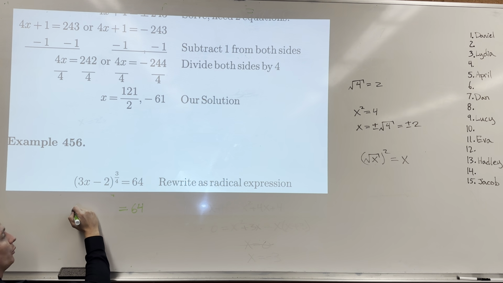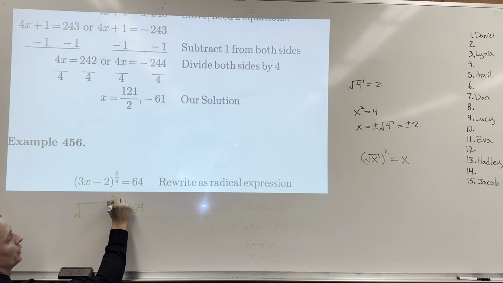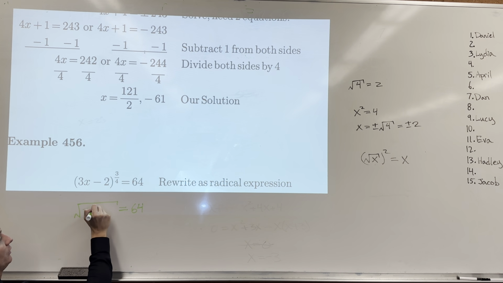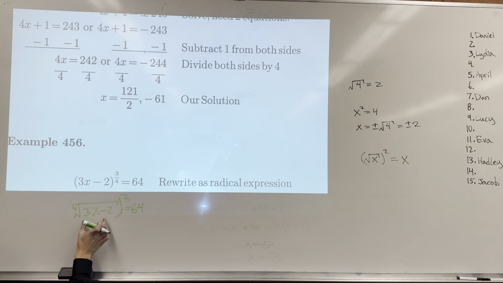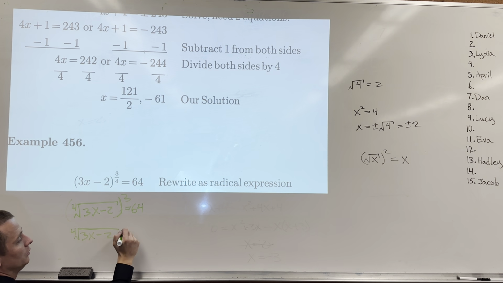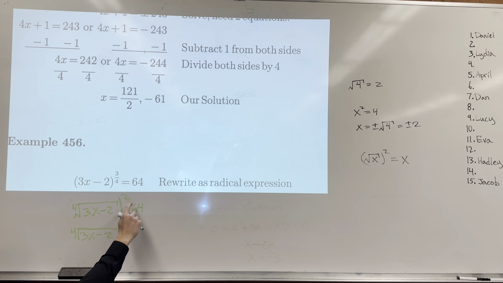Alright, I want to do the 4th root and then cube it. Doesn't matter which order we do these, but it's going to make the algebra easier. So 3x minus 2, we're going to do its 4th root, and then we're going to cube it, because the first thing I'm going to do is take the cubed root of both sides. Since I'm doing the cubed root, there's no plus or minus. So we still get the 4th root of 3x minus 2 is equal to the cubed root of 64, and what do we get?